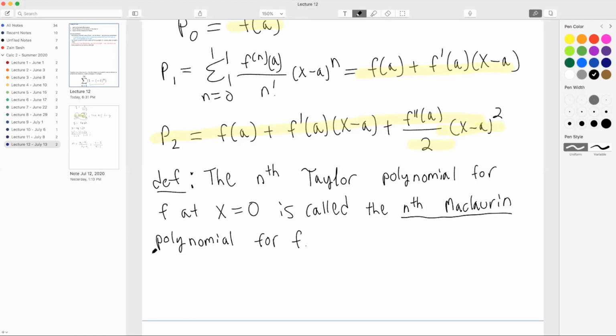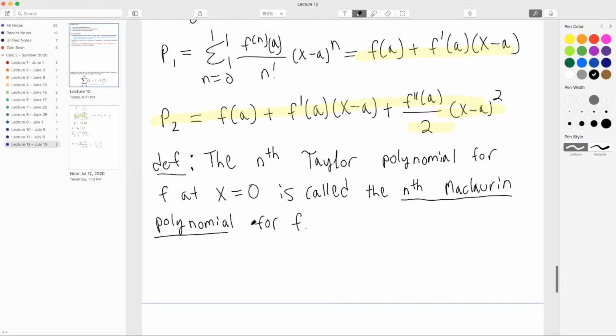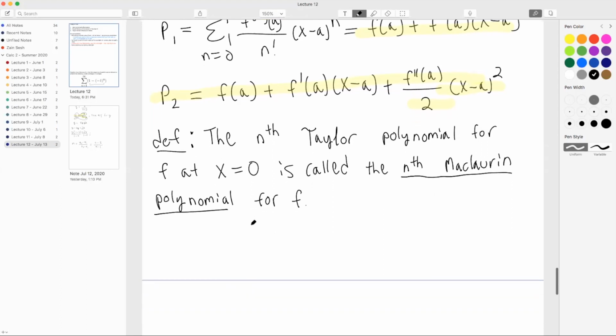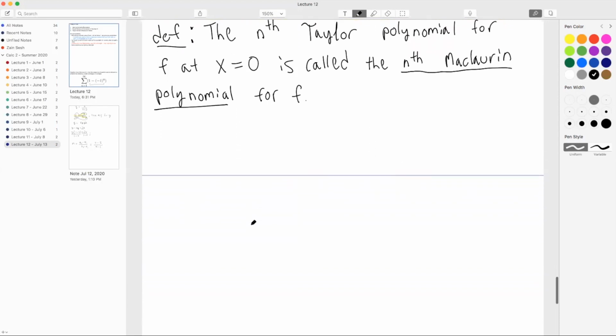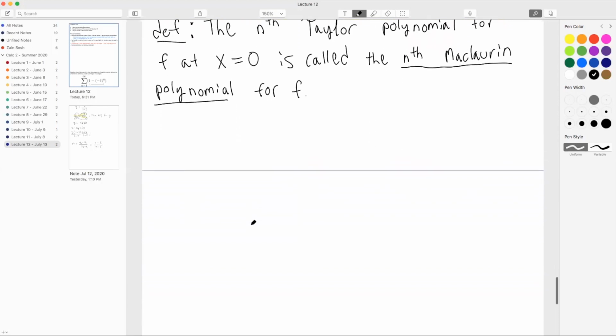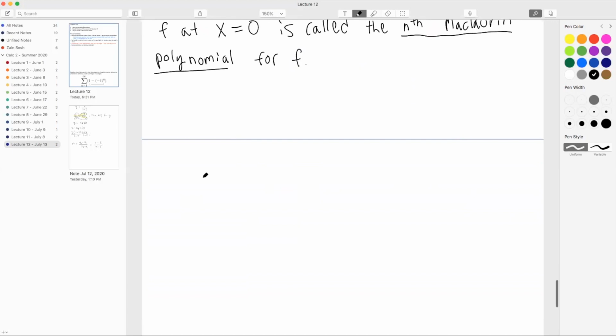All right, so we just give this special name for when the Taylor series is centered at 0, and that's Maclaurin. All right, so let's do an example. Let's actually compute some Taylor polynomials. So this will be nice.